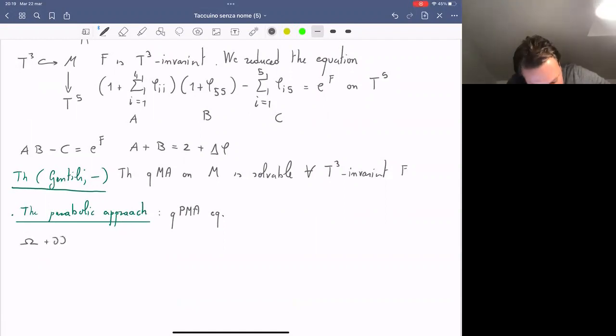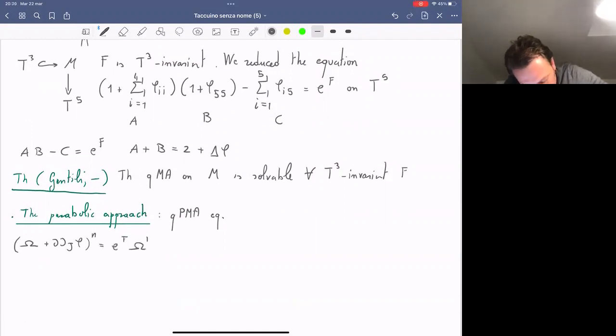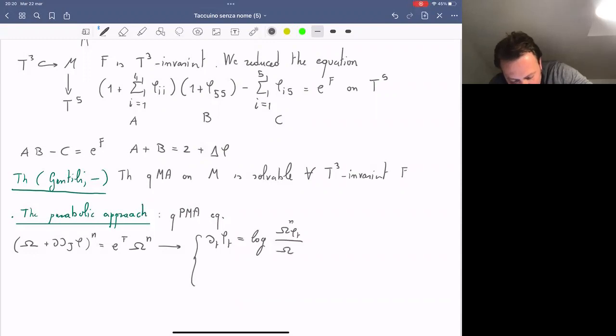Of course, the starting point is a perfect analog of the Kähler case. What is natural to do, having the Kähler case in mind, is to consider a geometric flow for studying this equation, and the most natural one is this one. The time derivative of the time-dependent function phi t is equal to the logarithm of omega phi t to the n over omega to the n, minus f, where f is the datum, and as initial phi we can consider the zero function.